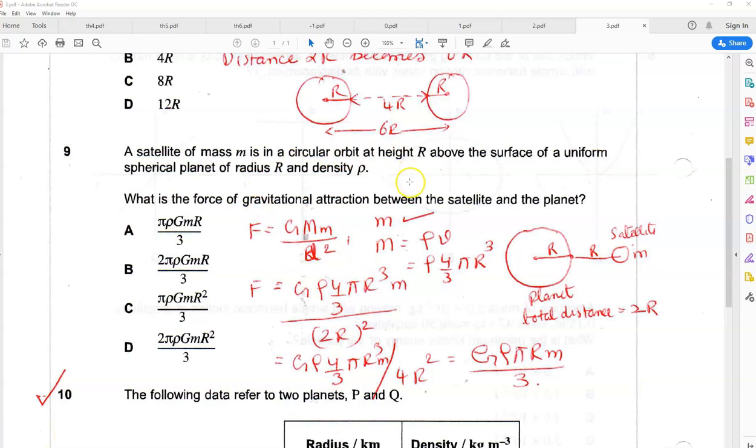So the second problem is related to the density. Here it says a satellite of mass small m is in circular orbit at a height r above the surface of the uniform sphere of a planet of radius r, and the density of this planet is rho. Now what is the force of gravitational attraction between the satellite and the planet?